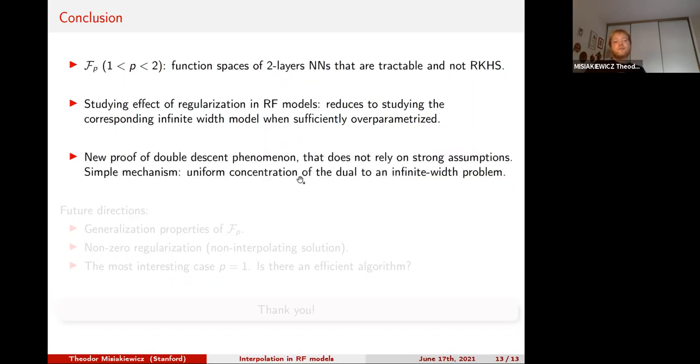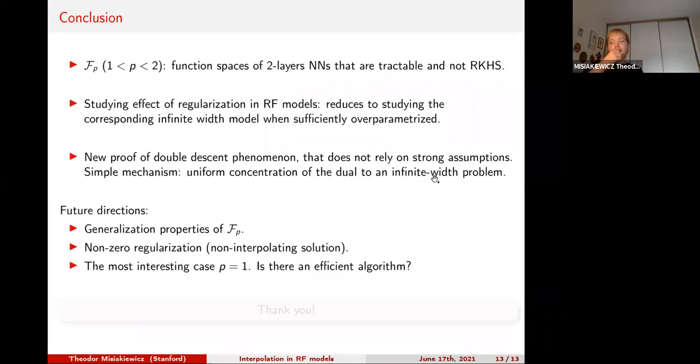Third, we introduced a very simple proof to show the double descent phenomenon, and that does not rely on strong assumptions like Gaussian data or a linear model. When I say double descent here, I mean that the test error of the model does not explode when adding more parameters, but instead it concentrates on a certain value. And the mechanism here is very simple. It's just uniform concentration of the dual to an infinite width problem.